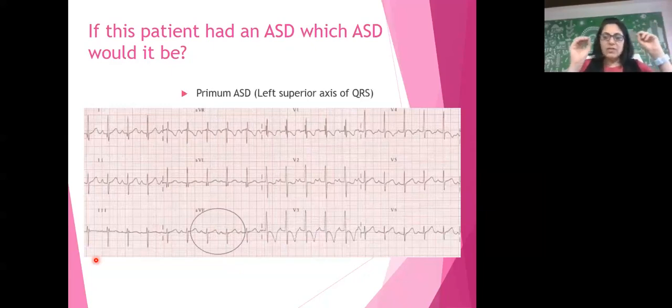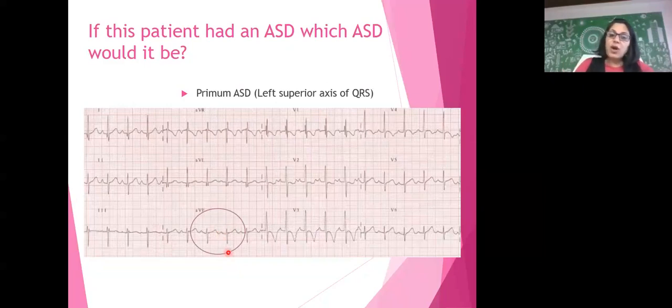To diagnose the ASD, you look at 1 and AVF. If P is negative in AVF, it is a superior axis of the P wave. That is sinus venosus ASD, because where is the defect? It is where the sinus node sits, at the SVC-RA junction, that area. So you don't have a normal sinus rhythm. You have a low inferior rhythm.